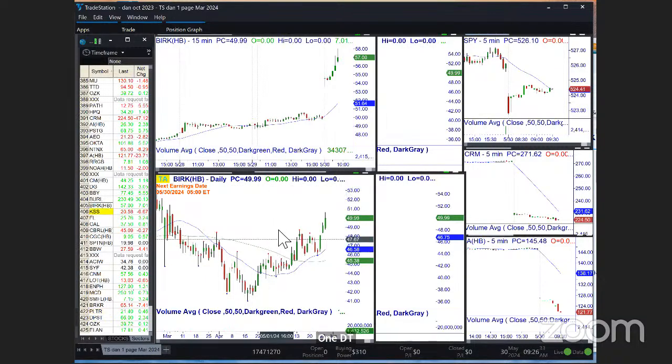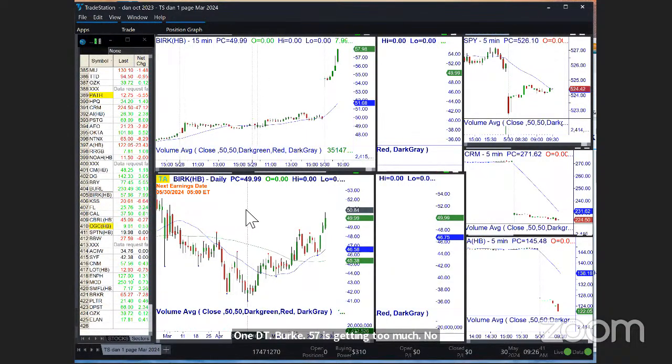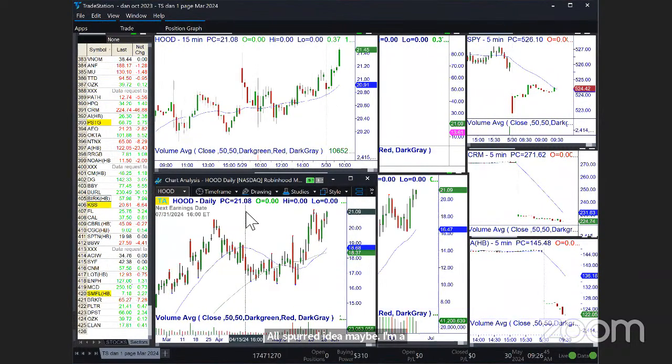Burke is 57, is gapping too much. No interest. But call spread idea maybe. Food alarm just went off. We are long this as a core long. So let me just reset my hood alarm. It was at spot 45. Now I'll just move it to spot 90.